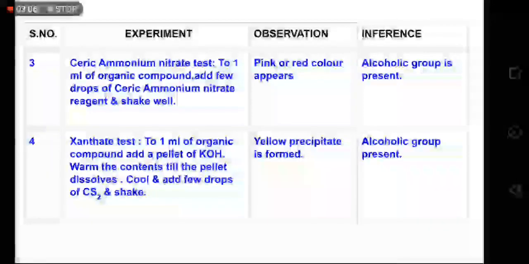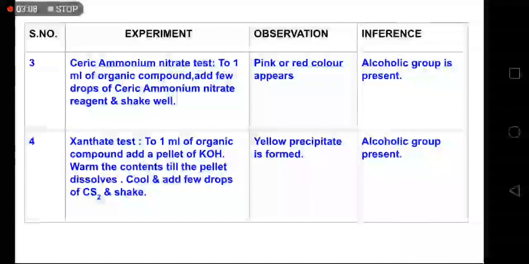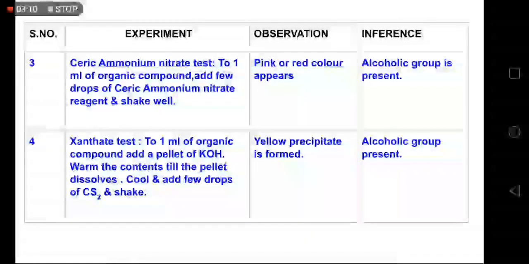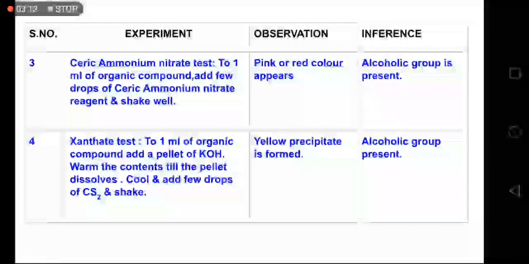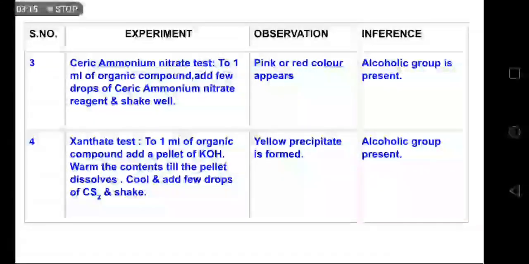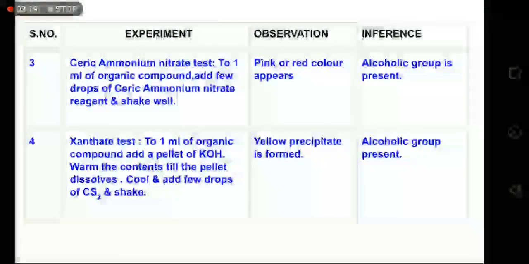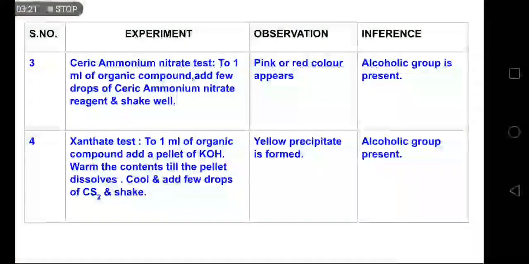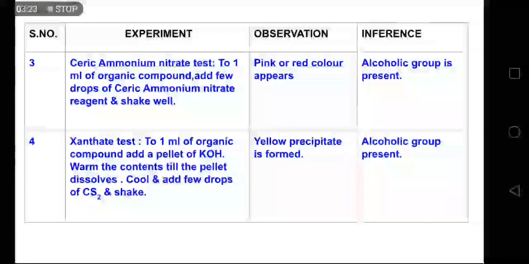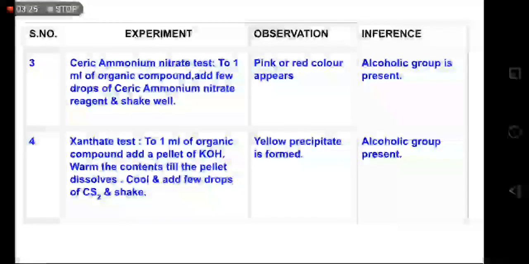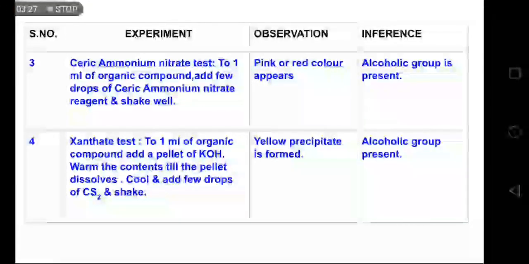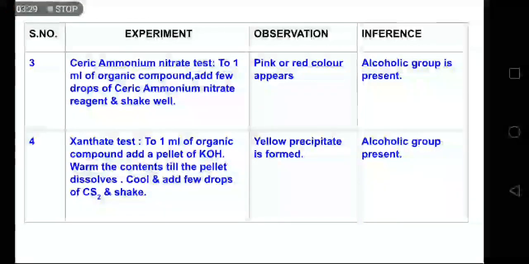Then you have 2 more tests, the ceric ammonium nitrate test. To 1 ml of the organic compound, you have to add a few drops of this reagent, ceric ammonium nitrate, and you shake it well to mix them properly. You will observe pink or red color in the beaker, and alcoholic group is present. It shows that alcoholic group is present in the organic compound.